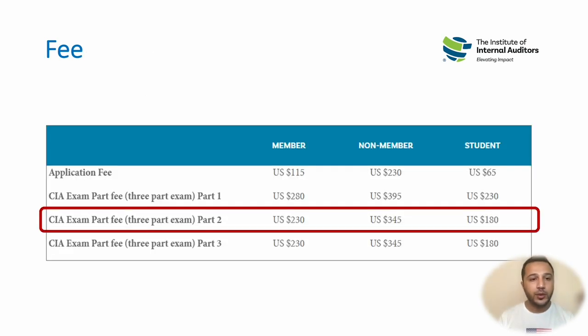So here we are with exam fee. For the CIA Part 2, if you are a member, then you have to pay $230. But if you're not a member, then you have to pay $345.